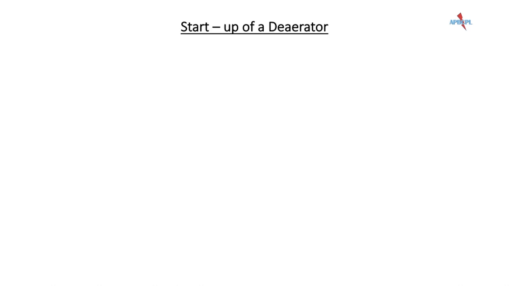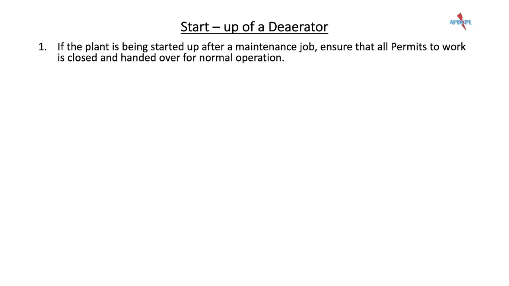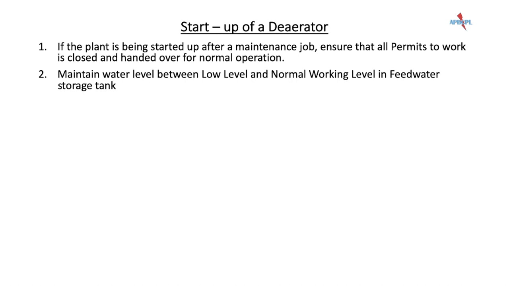Now let's learn the startup of a Deaerator. Ensure that if the plant is being started up after a maintenance job, all permits to work are closed and handed over for normal operation. At first, maintain water level between low level and normal working level in feed water storage tank. The water inside the tank expands when heated, and reaches working level without the need for draining down.